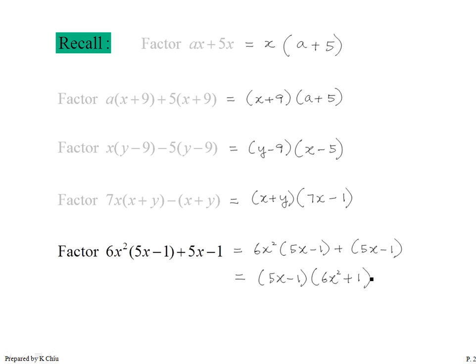So far so good? Okay. So let's take a look at something a little bit fun now. Let's see.